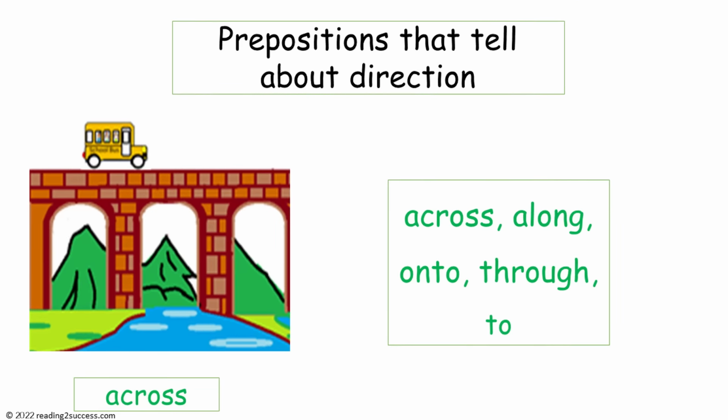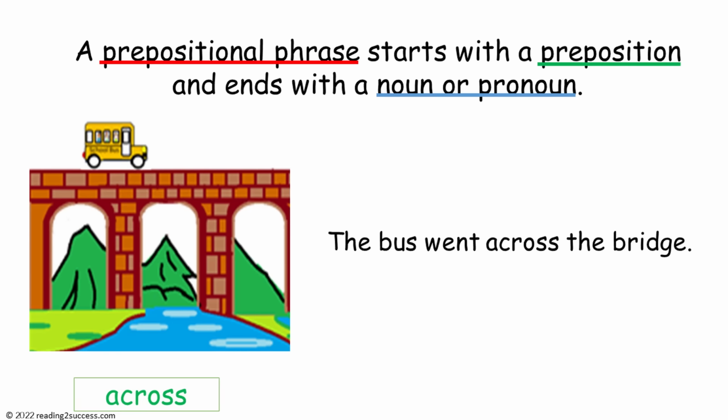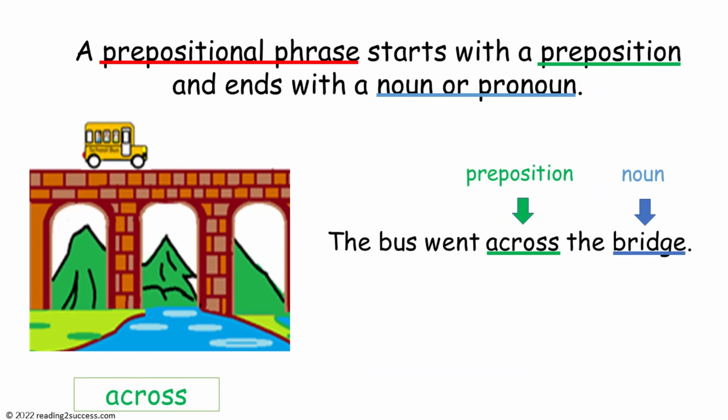Now we're going to have kids work on prepositional phrases that have prepositions that tell about direction: across, along, onto, through, and to. Have kids read the sentence. The bus went across the bridge. Have them underline the preposition across, then the noun bridge, and the prepositional phrase across the bridge.